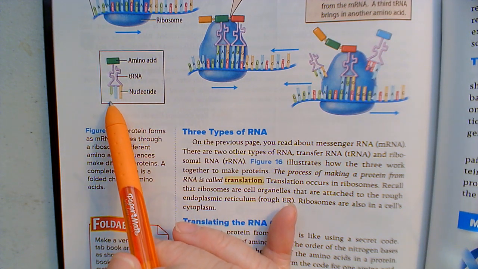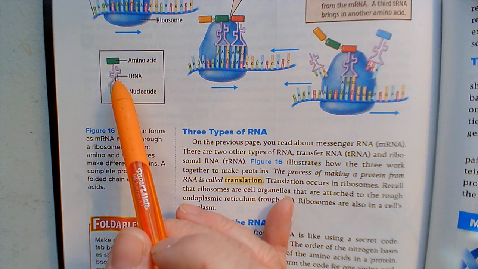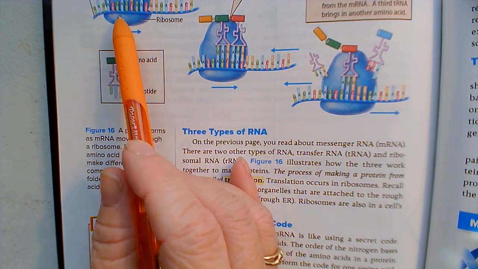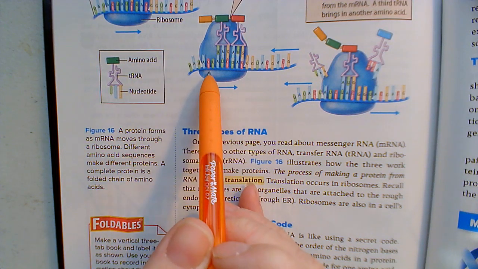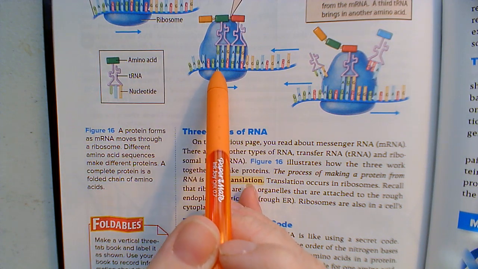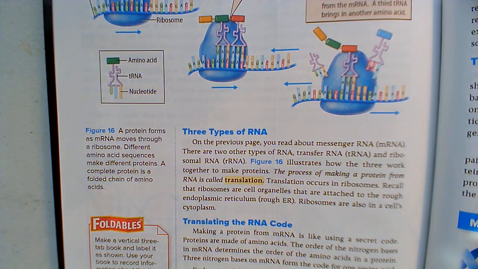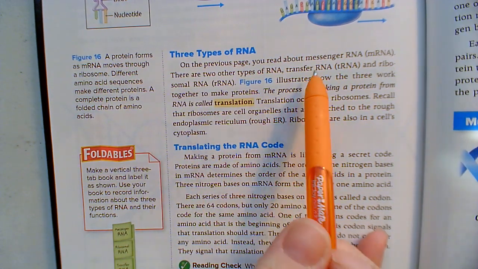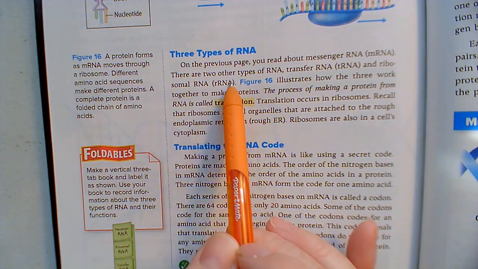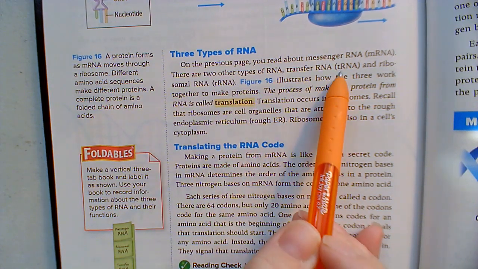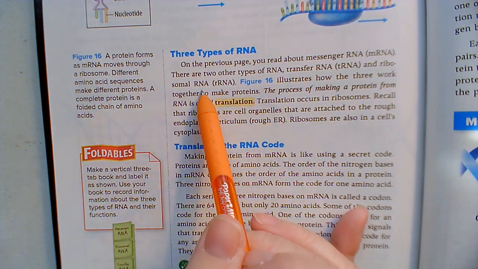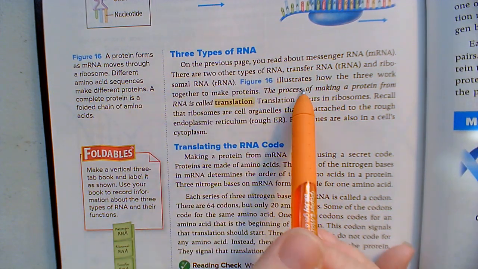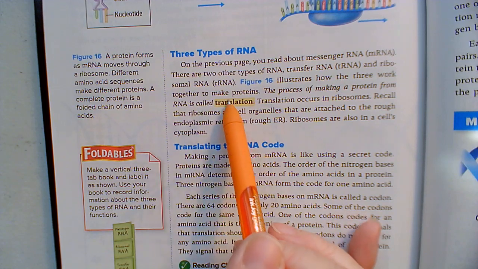And remember, those are always representing adenine, guanine, cytosine, or uracil, not the thymine, but the uracil instead of thymine. Okay, so 3 types of RNA. On the previous page, you read about messenger RNA, and there are 2 other types of RNA, transfer RNA, tRNA, and ribosomal RNA, which is rRNA. So figure 16 that we just looked at illustrates how the 3 work together to make proteins.